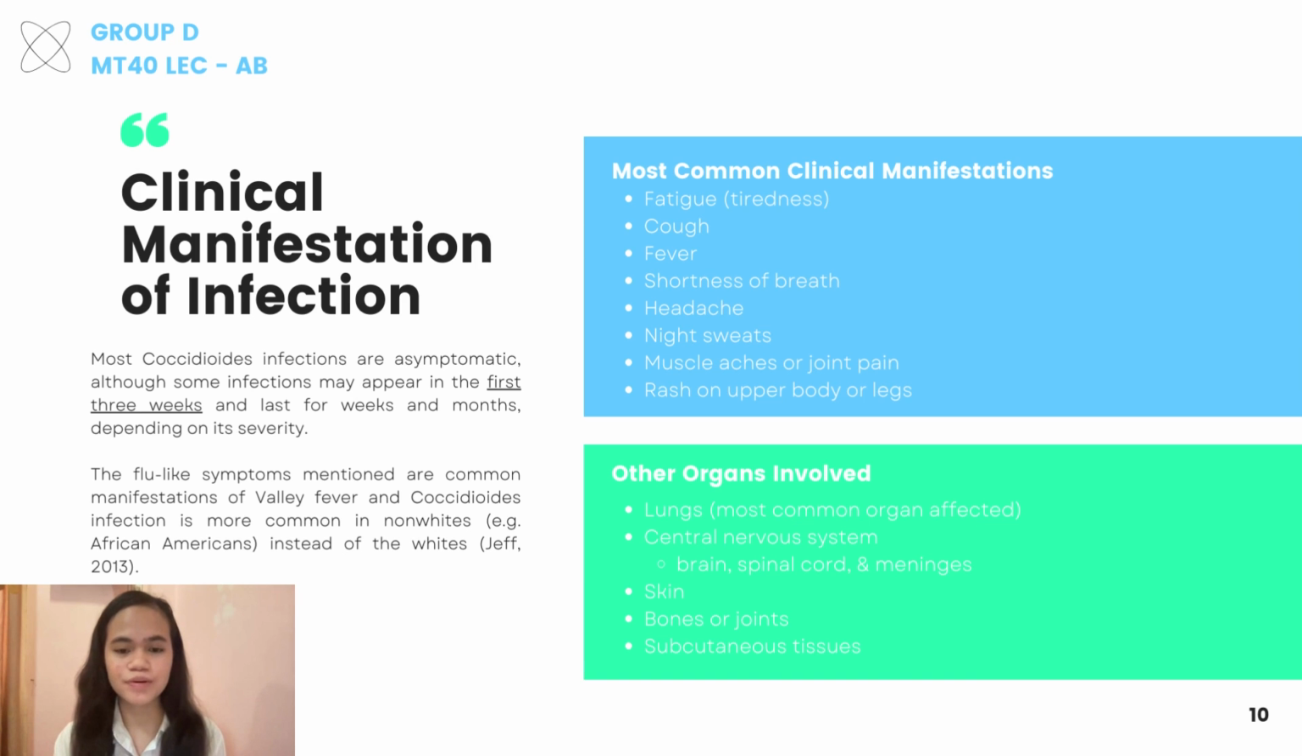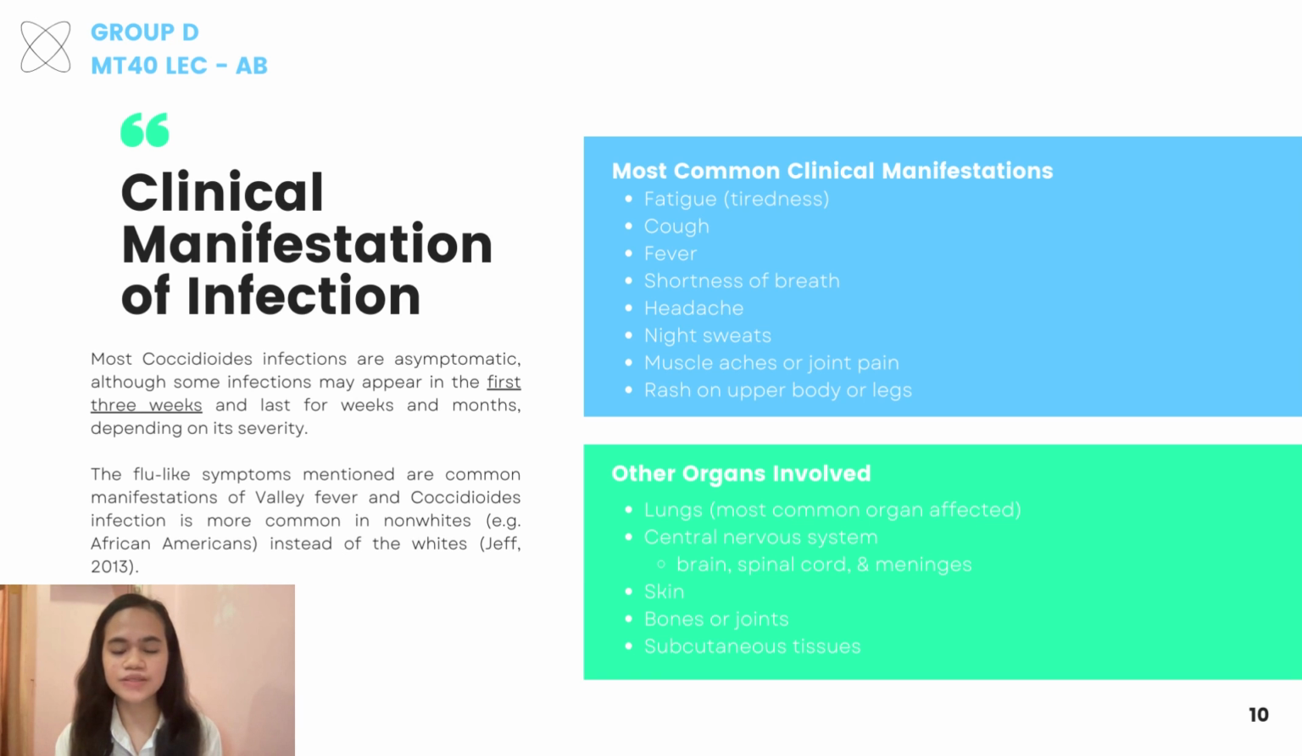The majority of people who have been exposed to the fungus Coccidioides are asymptomatic. However, in other people, infection can cause a range of illnesses, which may appear in the first 3 weeks and last for weeks and months, depending on the severity of the infection. The most common clinical manifestations of Coccidioides infections are as follows: fatigue or tiredness, cough, fever, shortness of breath, headache, night sweats, muscle aches or joint pain, and rash on upper body or legs.